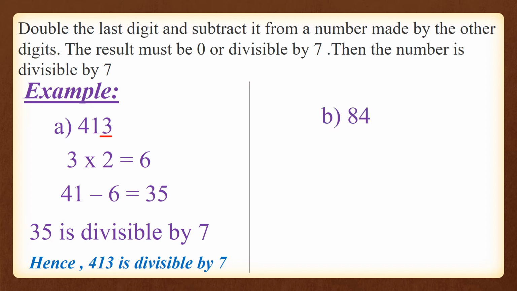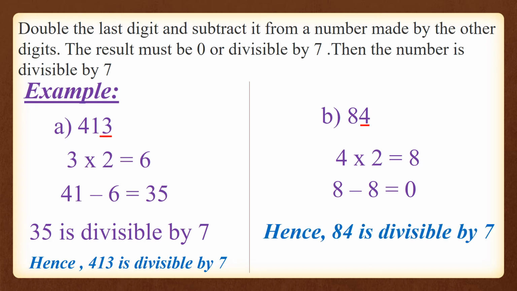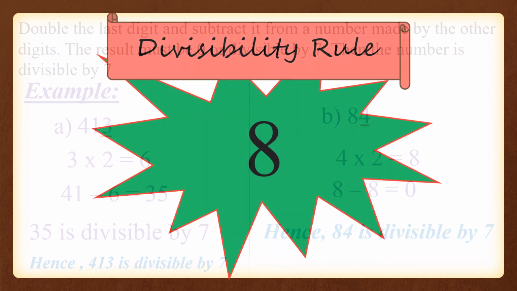So let's see another example. 84. So we are going to check whether this 84 is divisible by 7. So the ones place is 4, that is last digit. So we are going to double it. 4 into 2, which is equal to 8. And now we are going to subtract 8 minus 8, which is equal to 0. So 84 is divisible by 7. Hence 84 is divisible by 7.